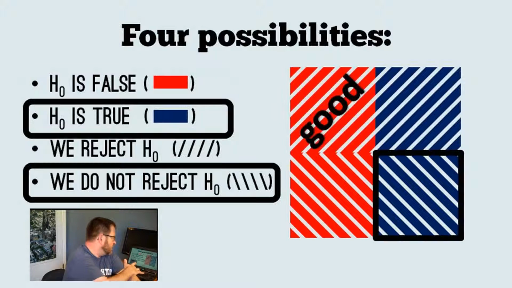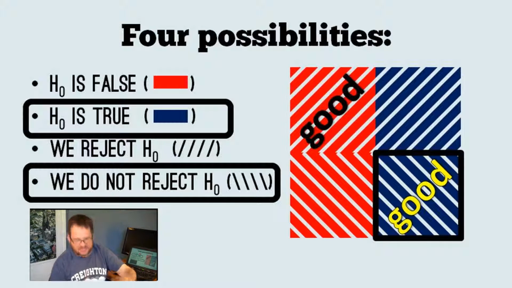For that matter, I'll take you to this little corner of the diagram, the blue with the cross hatching from northwest to southeast. That is an area where H naught is true, and we didn't reject H naught. So we ran our experiment, we decided not to reject H naught, and H naught's actually true. Well, hey, that's a good outcome. Our experiment worked. It told us the truth about the world around us. Fantastic. But there's two more areas here on the diagram.